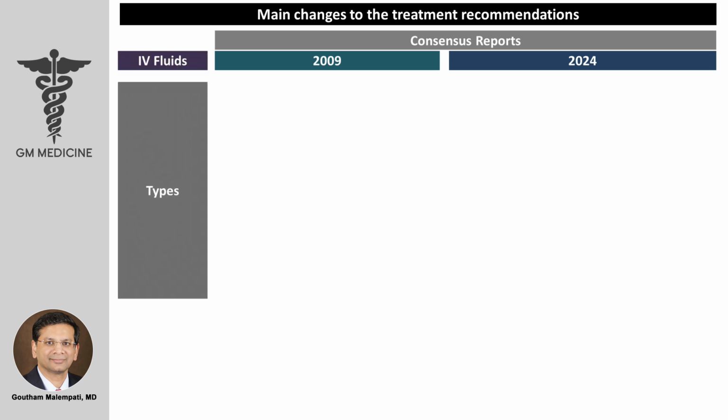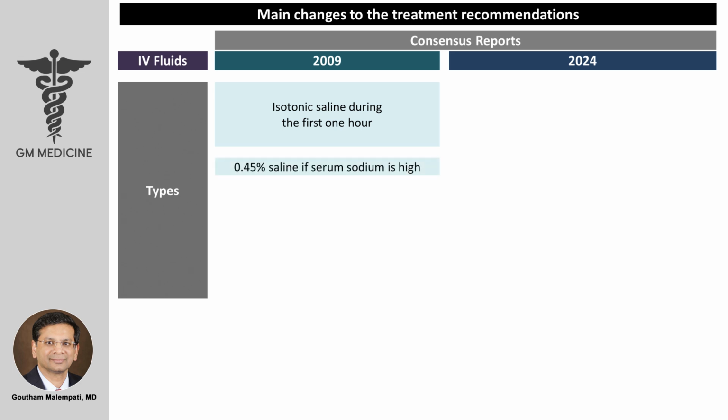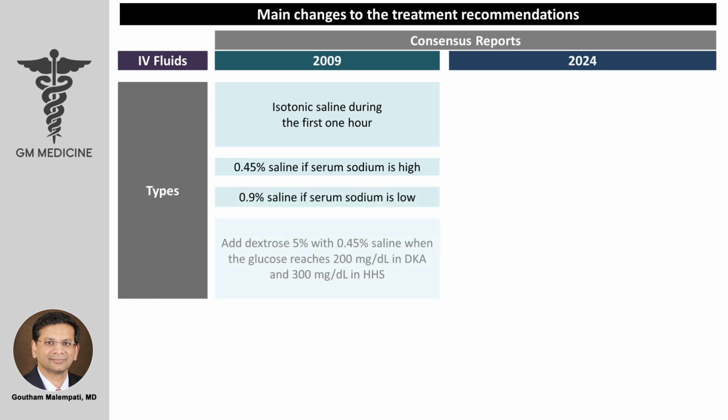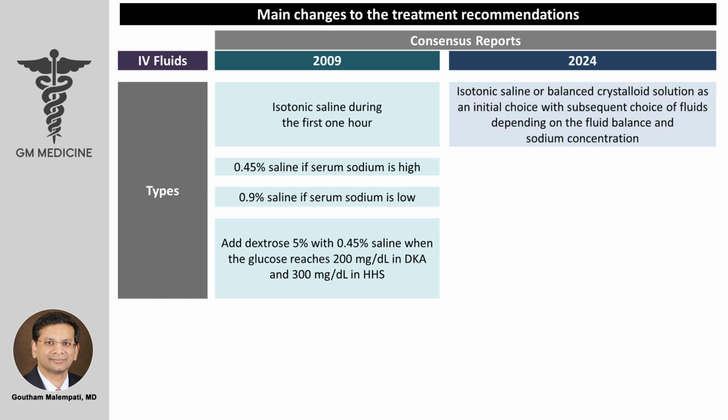IV fluids, type of fluids. In the 2009 report, it was recommended to give isotonic saline during the first 1 hour. Subsequently use 0.45% saline if serum sodium is high, or continue with 0.9% saline if serum sodium is low. Change to dextrose 5% with 0.45% saline when the glucose reaches 200 milligrams per deciliter in diabetic ketoacidosis and 300 milligrams per deciliter in hyperglycemic hyperosmolar state. In the 2024 consensus report, it is recommended to use either isotonic saline or a balanced crystalloid solution as the initial choice, with subsequent choice of fluids depending on the fluid balance and sodium concentration.